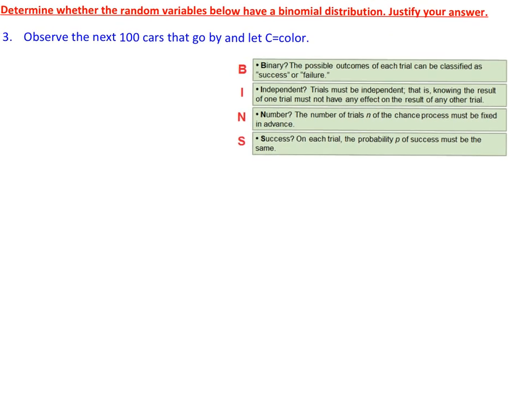Observe the next 100 cars that go by and record their color. As that problem is written, it doesn't seem to establish what we're considering success and failure. And keep in mind with binomials, those terms sometimes get funny. Success is the event that we're measuring. It doesn't mean it's a good thing necessarily. Failure is that the event that we were trying to look for didn't occur. This problem doesn't seem to have it. Not a binomial.